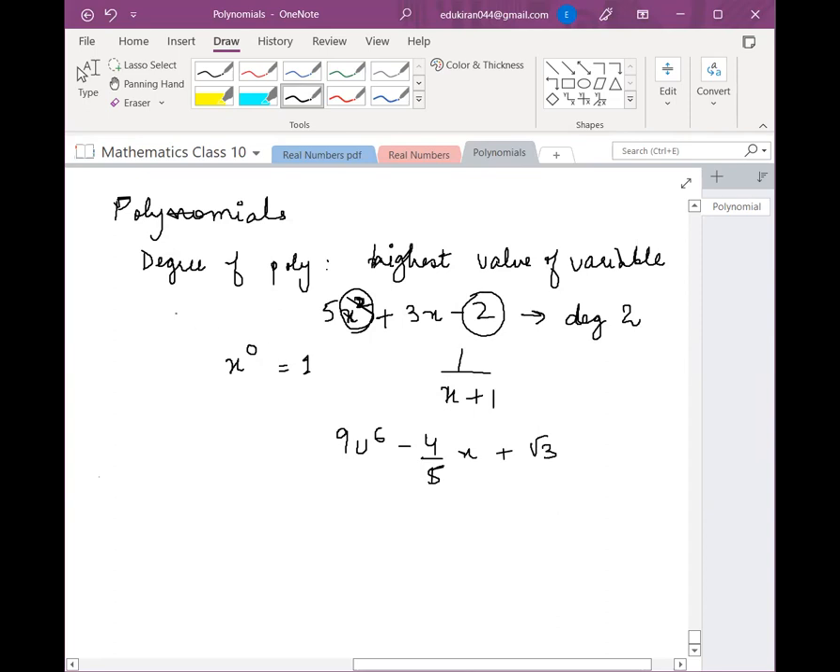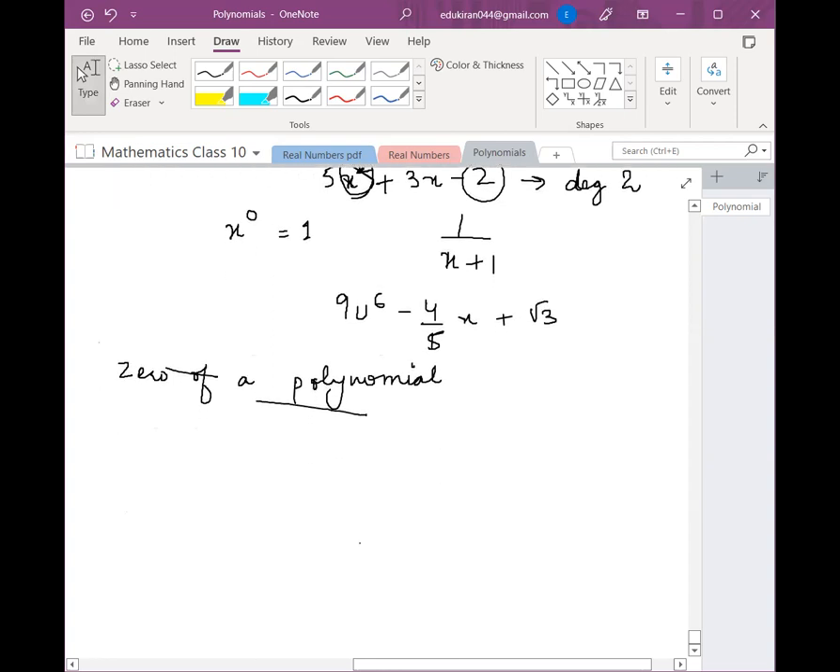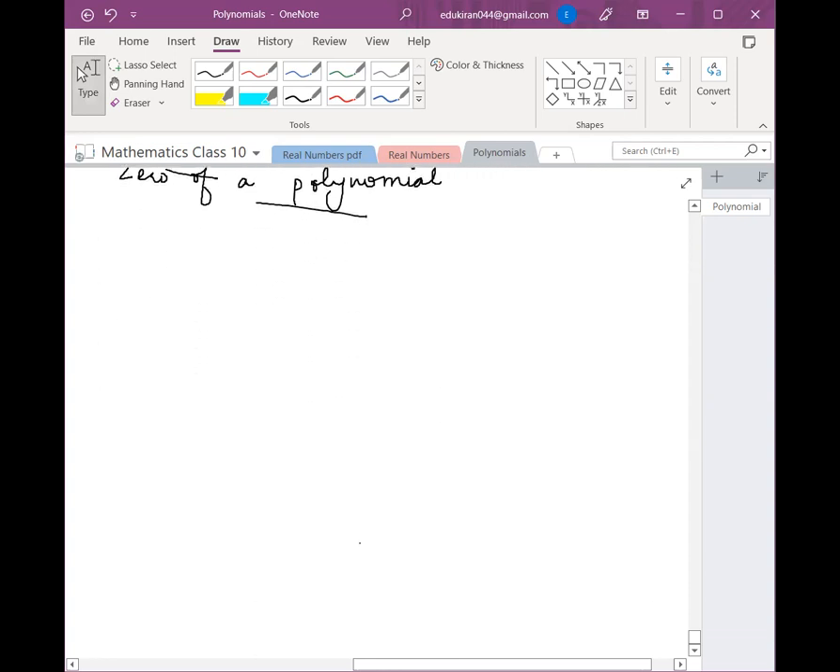So a degree, you know. And now the next thing you should know is called the zero of a polynomial. Okay, so we will do the chapter a bit fast, because you don't have much time. Okay, zero of a polynomial.